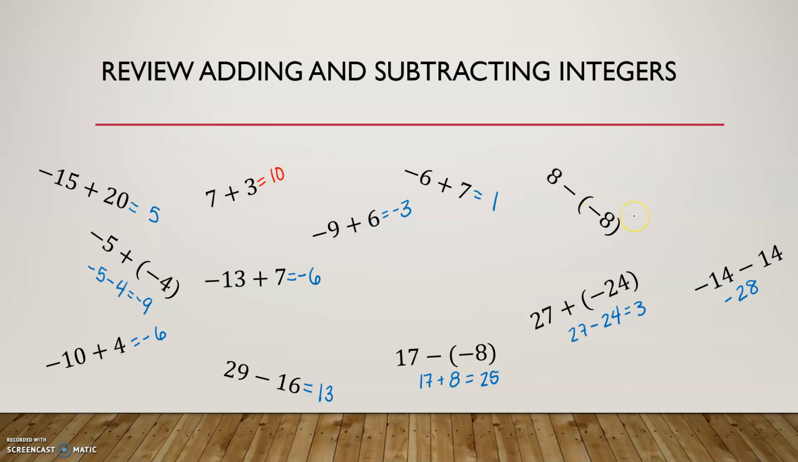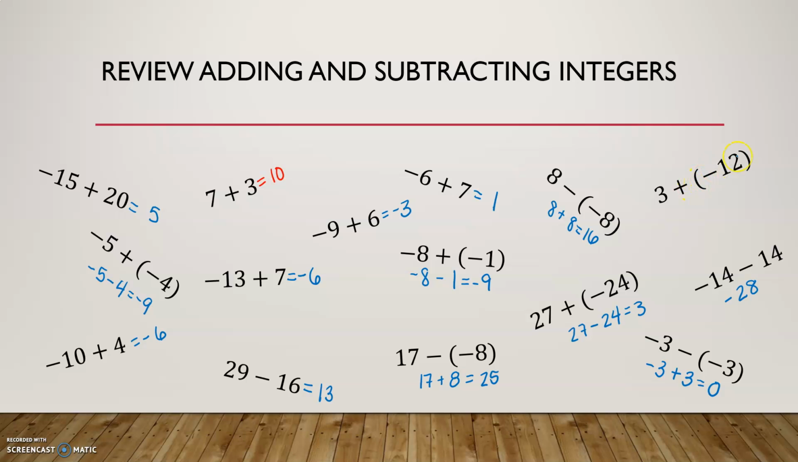8 minus negative 8. Two signs that are the same, so I rewrite that as a positive. 8 plus 8, which equals 16. When I rewrite this one, I've got a positive and a negative. That makes a negative. Same sign, so I add my numbers and keep the sign, so negative 9. Negative 3 minus negative 3. Two negatives make a positive. So now when I do negative 3 plus 3, that's actually going to give me 0.